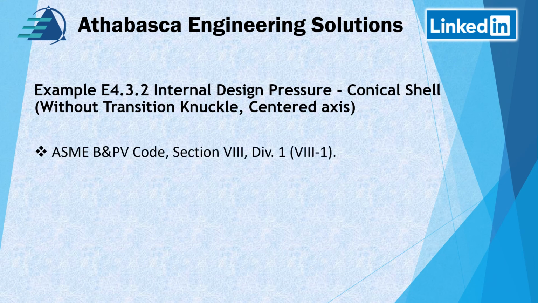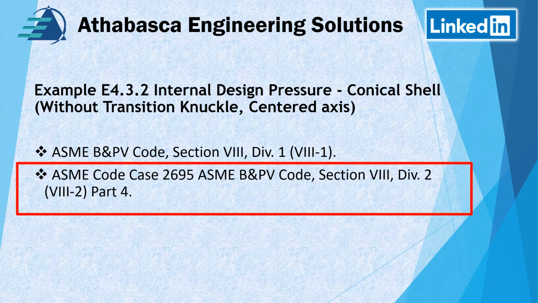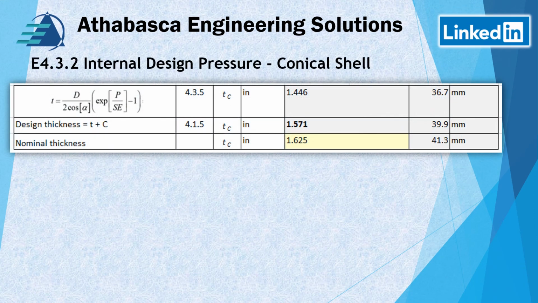Okay, so let's jump into the second, the Division 2 calculation that's shown in the example. Basically, we calculate that using a very similar equation as before, and we determined the thickness to be 1.571, and in this case, I took the nominal thickness of 1.625, and then we're basically done with this.